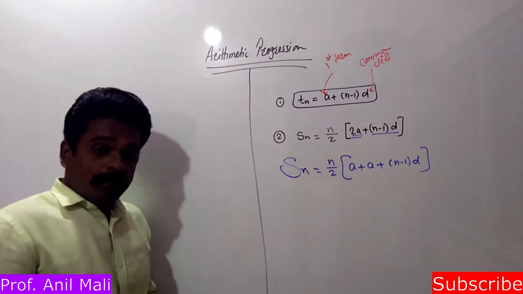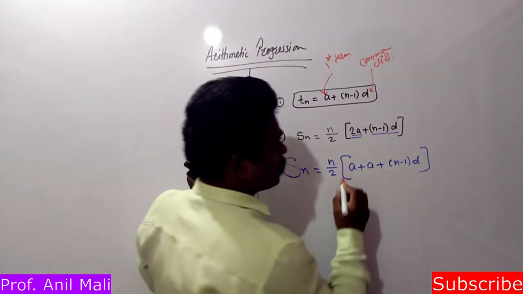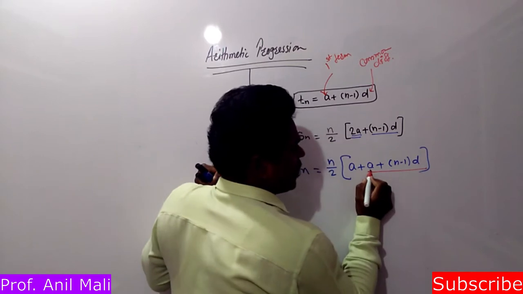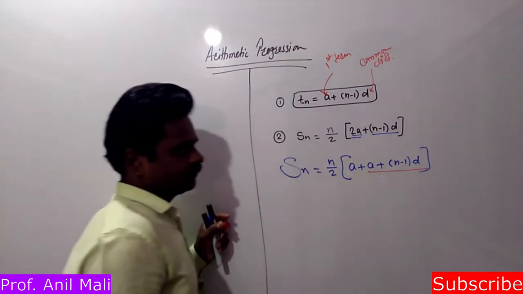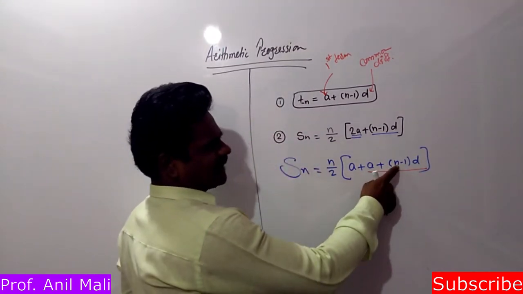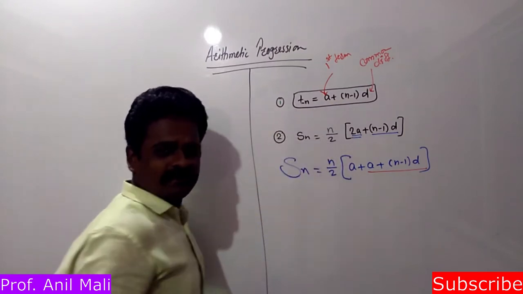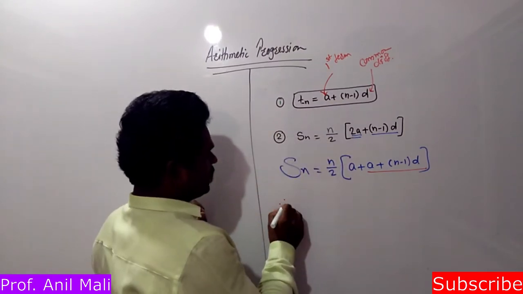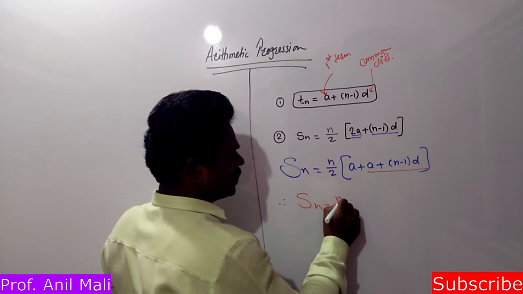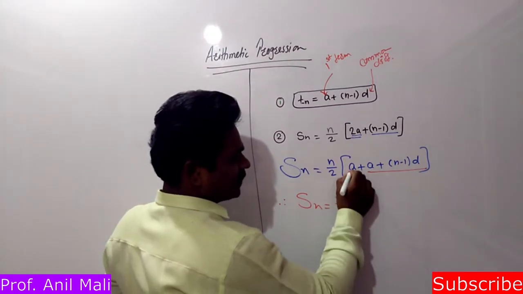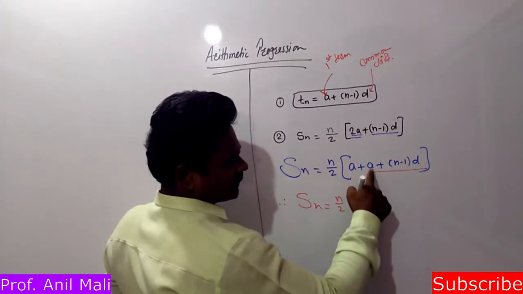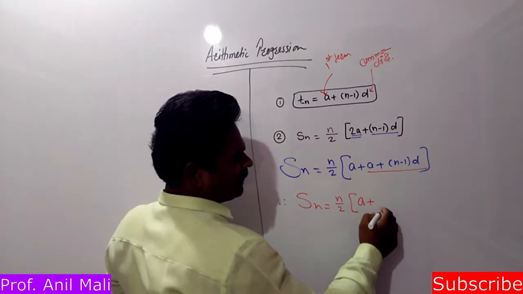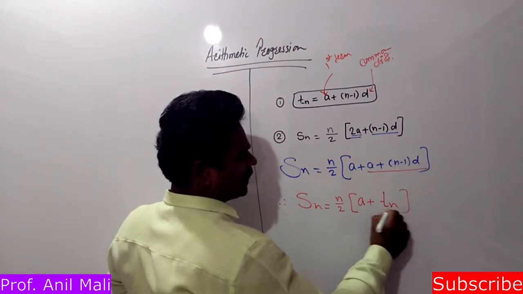No problem. But now friends, just focus on this term: a plus n minus 1 into d. What is this? This is Tn, correct? So we can write Sn is equal to n by 2 into the bracket, this a will remain as it is, plus a plus n minus 1 into d, which is nothing but the nth term Tn.